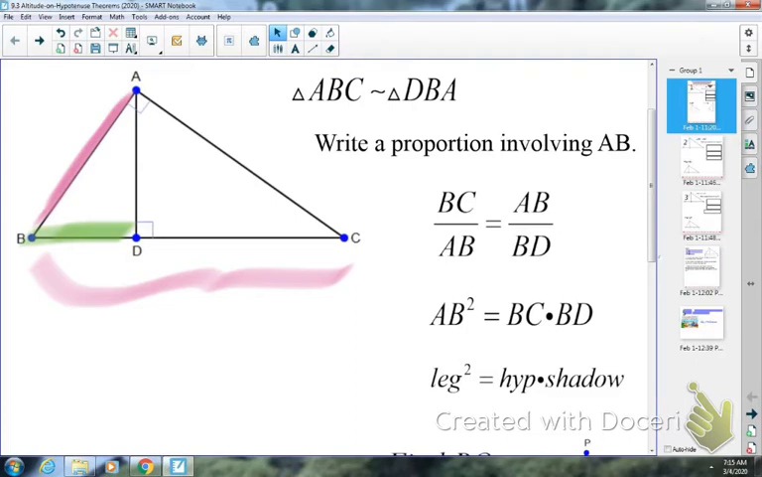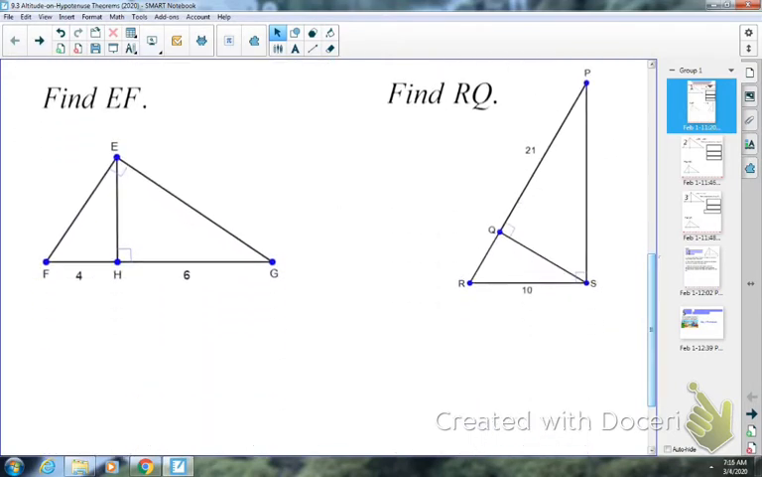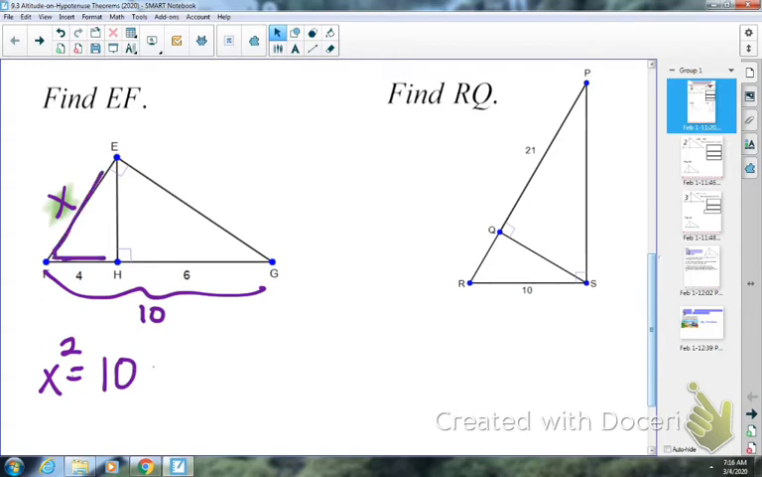Okay, so let's give it a try here. If we take a look at my two examples below, the first one says to find EF. So EF is a leg. Okay, so again, leg squared, so x squared is equal to the hypotenuse, which is the whole hypotenuse in this case, 4 plus 6 is 10, times the shadow of the leg on the ground here, which is 4. Or, out of the 4 and the 6, the 4 is the one next to that leg. So if we multiply here, we're going to have x squared equals 40.